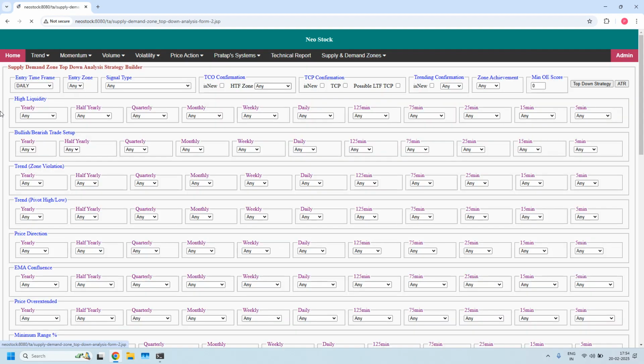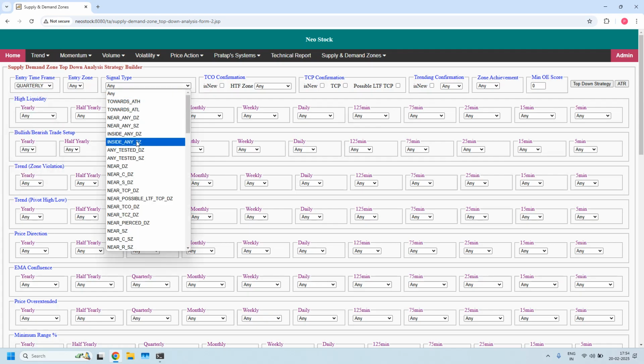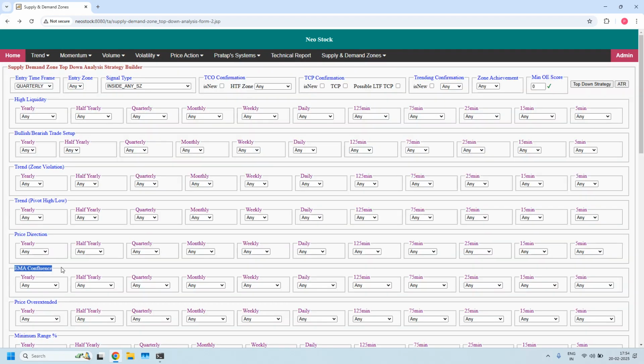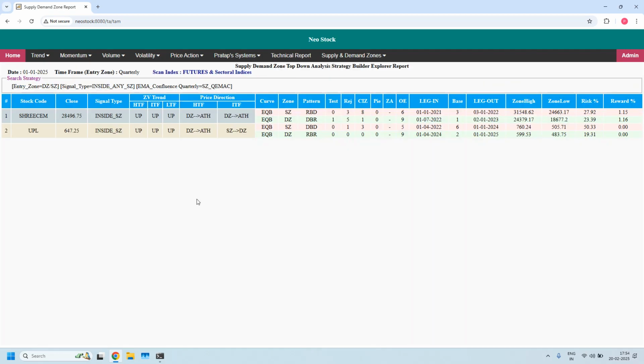Okay, next quarterly time frame. Price closed inside the quarterly supply zone. We got 3 stocks. Out of these 3, how many quarterly supply zones are having EMA Confluence? Let's verify. In the EMA Confluence quarterly, I am setting the filter quarterly supply zone having quarterly EMA Confluence. And these 2 quarterly supply zones are having quarterly EMA Confluence.